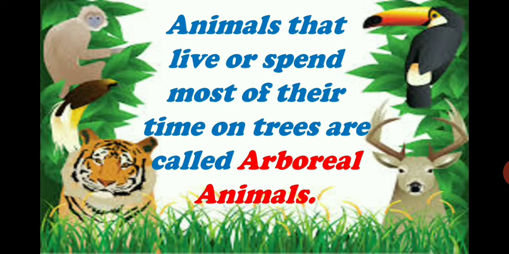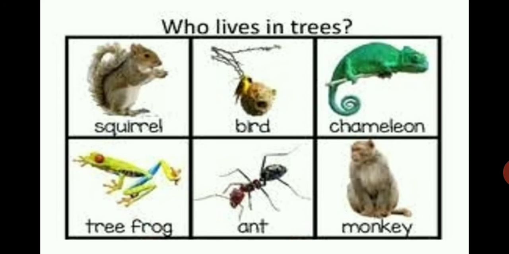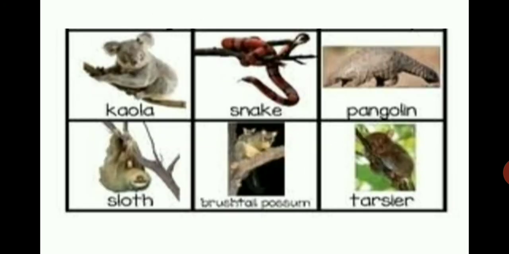Arboreal animals. Animals that spend most of their time on trees are called arboreal animals. They are living or spending most of their time on trees. Example: squirrel, bird, chameleon, tree frog, ant, monkey, koala, snake, pangolin, sloth, tarsier. These are arboreal animals.